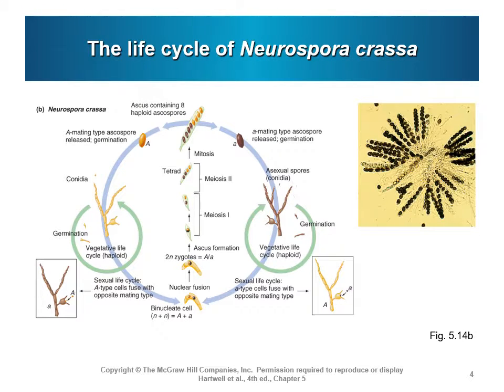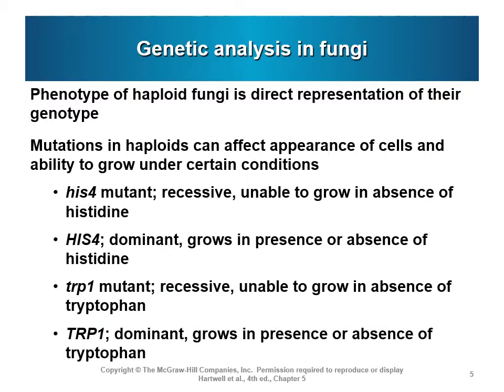So here is an example of the life cycle of Neurospora crassa. The difference is that this system goes through two meiosis processes, and then it goes through mitosis, and it generates 8 haploid cells. By now it should be clear that the phenotype of haploid fungi is a direct representation of their genotype. So let's look at some mutation situations.